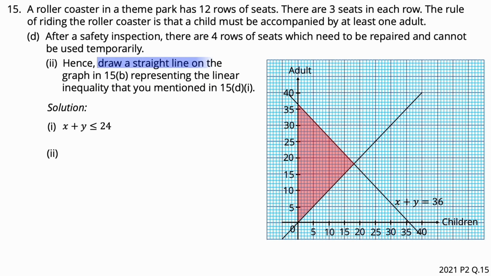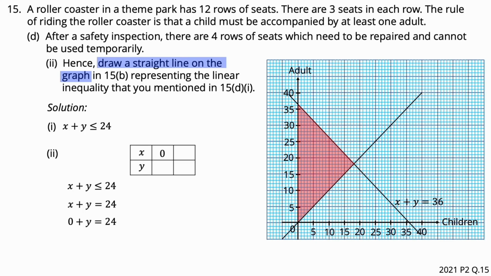Hence, draw a straight line on the graph in question 15B representing the linear inequality that you mentioned in question 15D number 1, x plus y is less than or equal to 24. Convert the given linear inequality x plus y is less than or equal to 24 to the form of a linear equation, x plus y equals 24. Draw a table and label with x and y. Put x value of 0 into the equation, y equals 24. And do the same, try x equals 24.